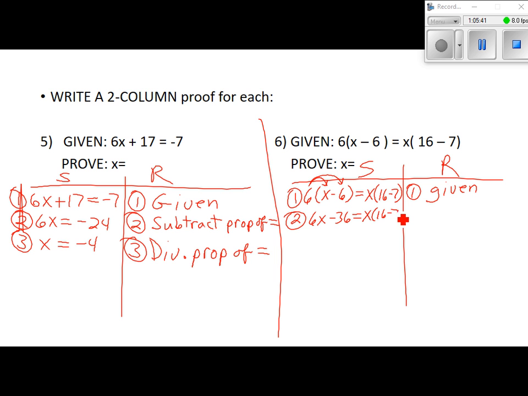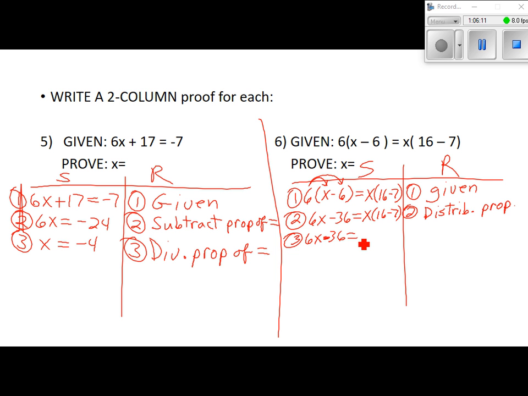If you did, it's not a big deal. It would still work out as long as you don't make some kind of mistake. But I know over my many years of teaching that when students do this the wrong way, they make some kind of mistake. What am I going to do there? Just subtract. So I end up with 6x minus 36, that stays the same on that side.